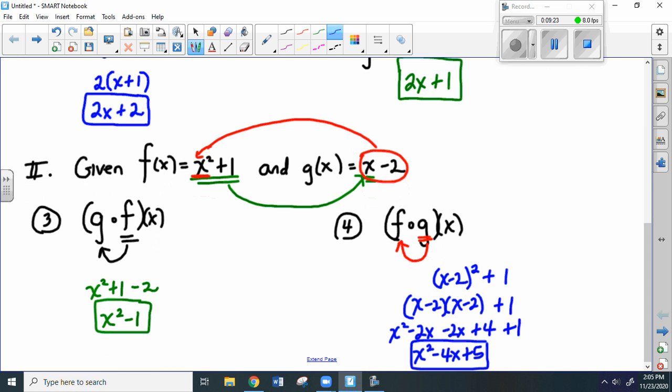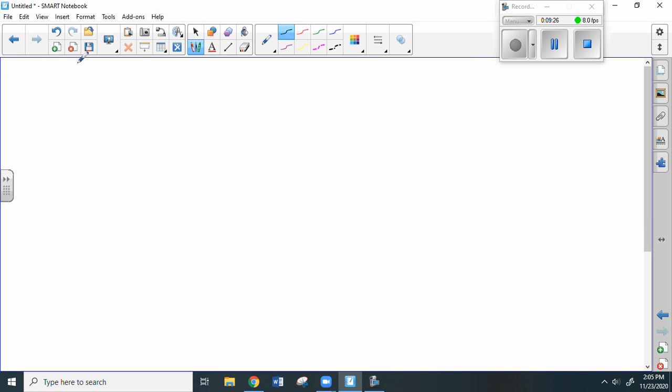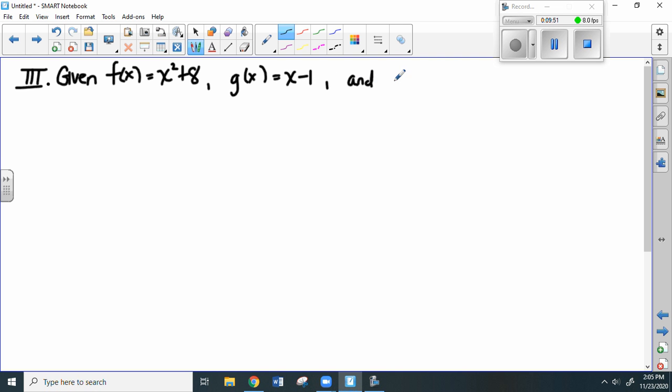All right, let's start a new page. And I've got one more set here. I'm actually going to do several things with it because I'm going to give you more than 2 functions. All right, so let's look at f of x equals x squared plus 8. g of x equals x minus 1. And h of x equals 5x minus 3. Okay, and I want you to start by finding f of g of x. Now, I do encourage you to pause this and try it on your own before you listen to what I'm going to say.